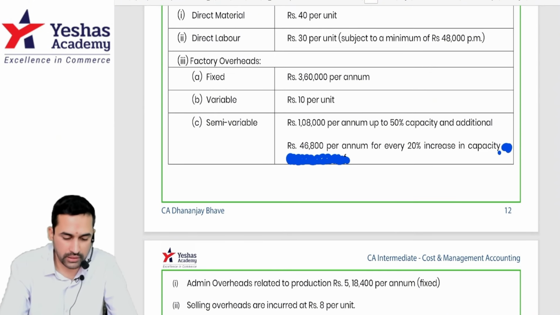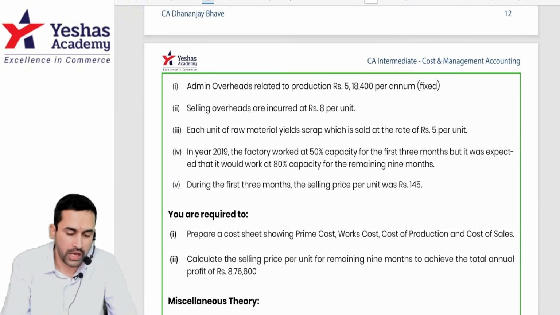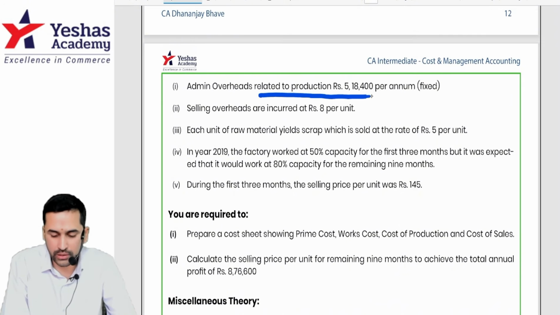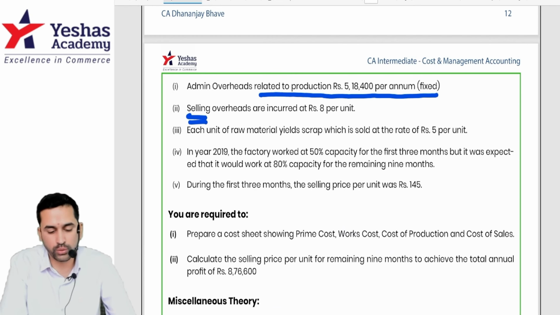So three things are done: material, labor, factory overhead. Admin overhead related to production, very clearly mentioned, will be taken above cost of production. Selling and distribution overhead is 8 per unit. Should I multiply with units produced or units sold? Units sold, because this is selling overhead.